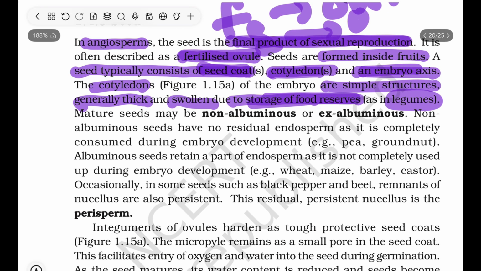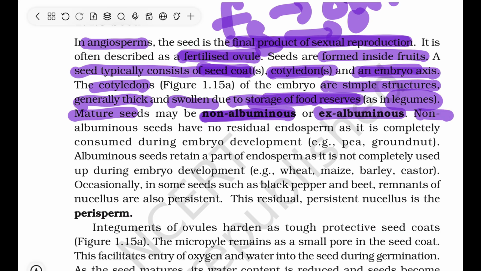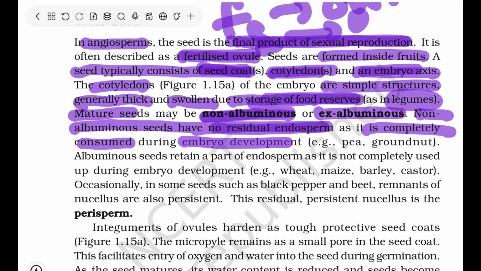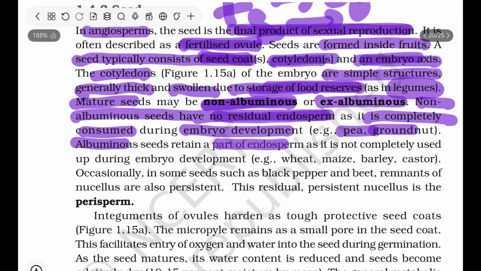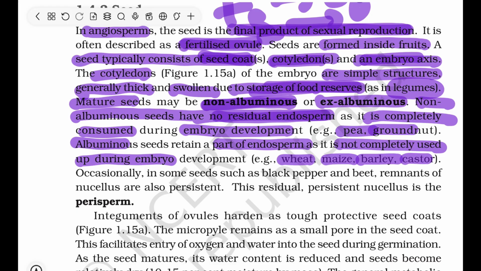A mature seed may be non-albuminous or albuminous. Non-albuminous seeds have no residual endosperm, because it is completely utilized during embryo development, for example pea and groundnut. What is albuminous? Where the endosperm is present because it is not completely used during embryo development, for example wheat, maize, barley and castor.